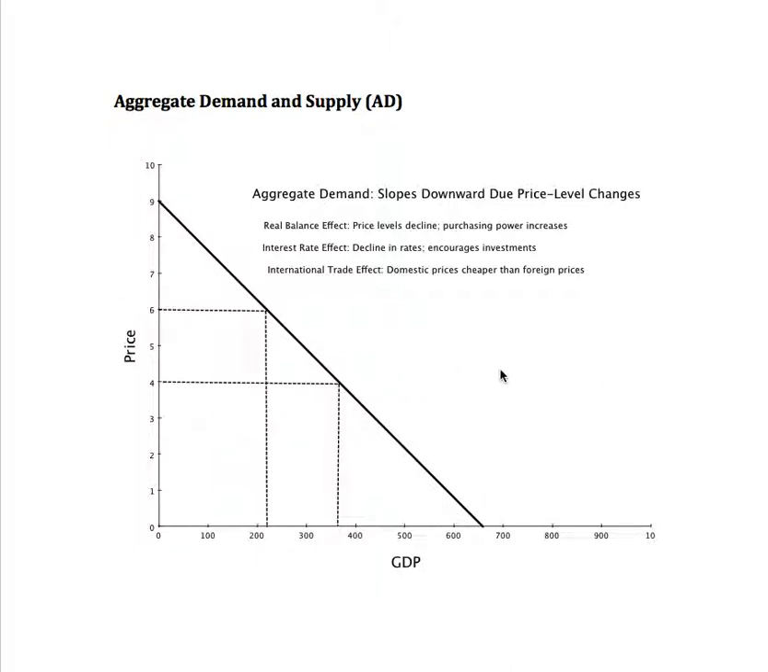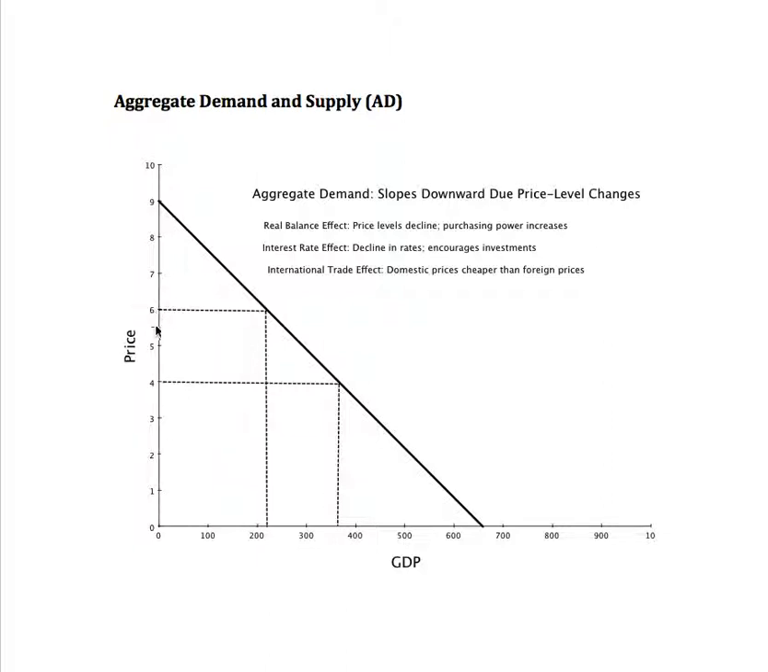At that particular point in time, I may mention there's an inverse relationship between price and quantity demanded. As the price declined, quantity demanded increased. Well, when we look at the aggregate demand as it pertains to GDP, the same process unfolds. There's an inverse relationship between price and GDP.